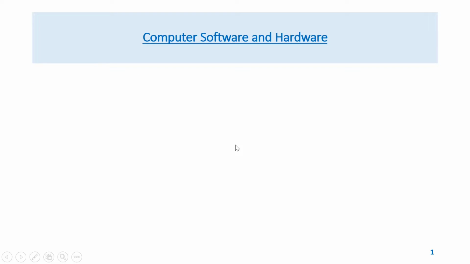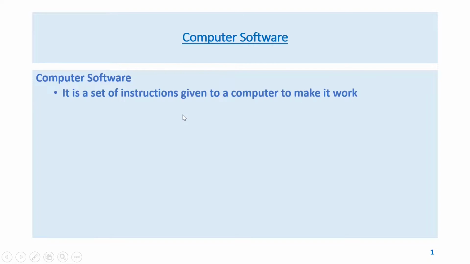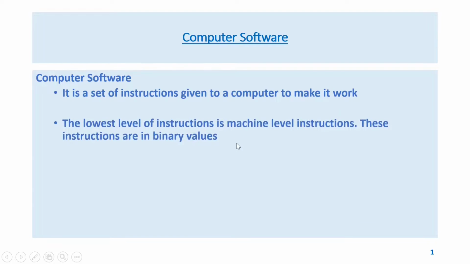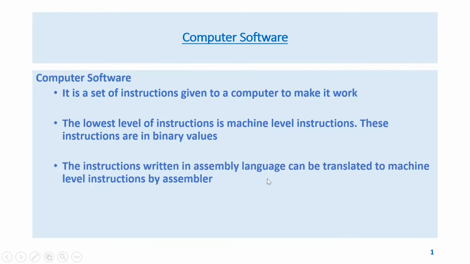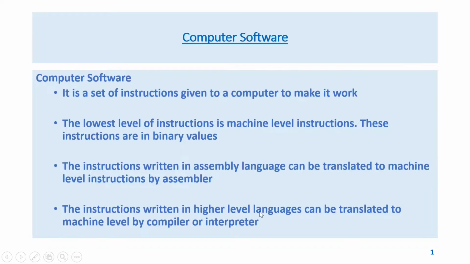In this video, we will look into computer software and hardware. Computer software. Computer software is a set of instructions given to a computer to make it work. The lowest level of instructions is machine level instructions. These instructions are in binary values. The instructions written in assembly language can be translated to machine level instructions by an assembler. The instructions written in higher level languages can be translated to machine level by a compiler or interpreter.